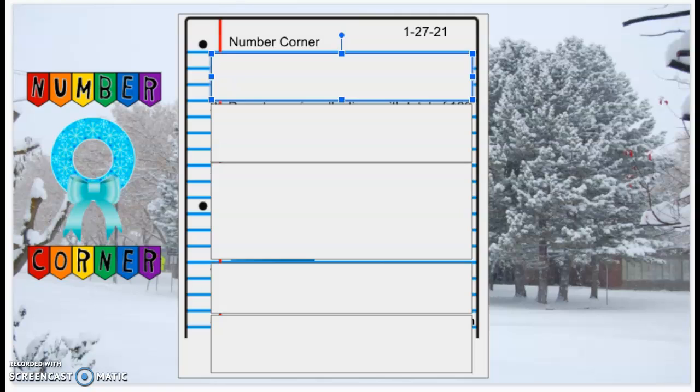Good morning, friends. Today is January 27th, 2021. Please write the date and number corner at the top of your paper. Press pause if you need more time.